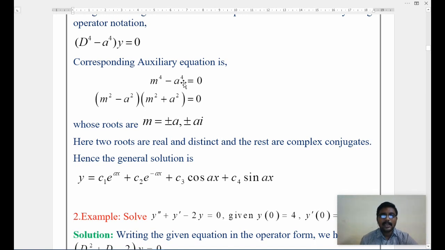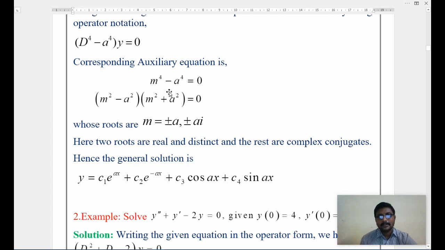And m power 4 minus a power 4 can be written as m square minus a square into m square plus a square equal to 0, because the a square minus b square formula is a minus b into a plus b. Equating the product to zero, we get four roots: m equal to plus or minus a and m equal to plus or minus ai. Here m square minus a square is equated to 0, so m square equal to a square, m equal to plus or minus a.